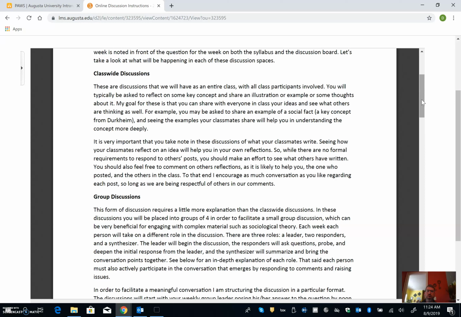Okay, so think about this as a moment where everyone in the class is going to share an example as they understand the concept, and then you can refine your own example if it turns out you weren't really reflecting the concept we're talking about. You can also see how others approach and find examples of this particular concept of a social fact, or whatever it is we're discussing for that week. So it's really important for you to go back into the discussion board and see what others are writing, even after you've posted your own example.